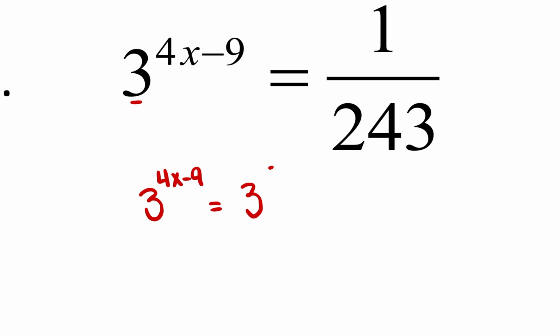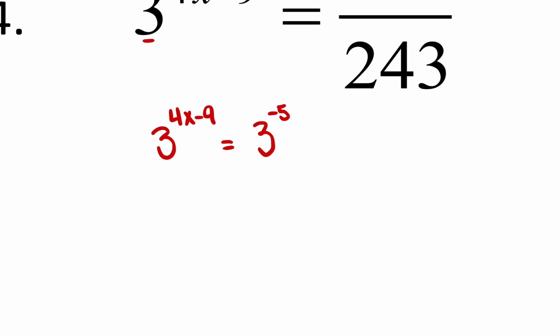Well, that would be 5. But because we have a fraction, we have the exponent of -5. Now that we have matching bases, I will then set the two exponents equal to each other. So I have 4x minus 9 is equal to -5.